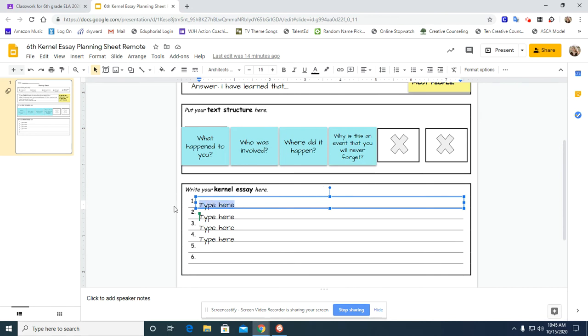Remember, I'm writing about the time I lost my tuba on the band field trip. So to answer the question in one sentence for number 1, my answer would be, I left my band instrument on the school bus.